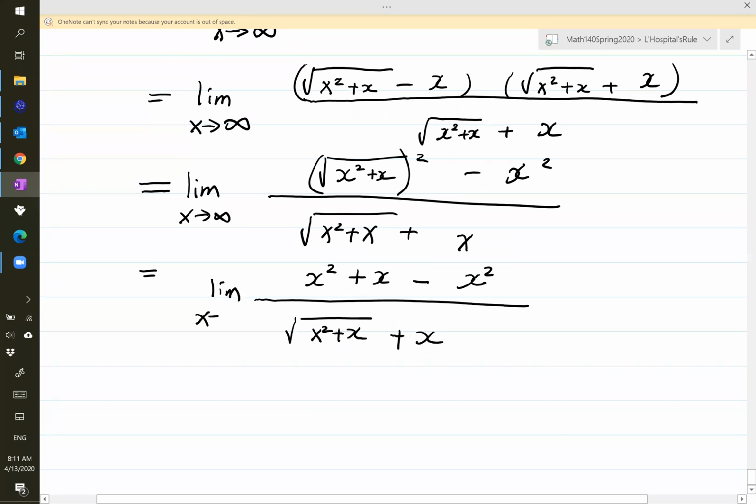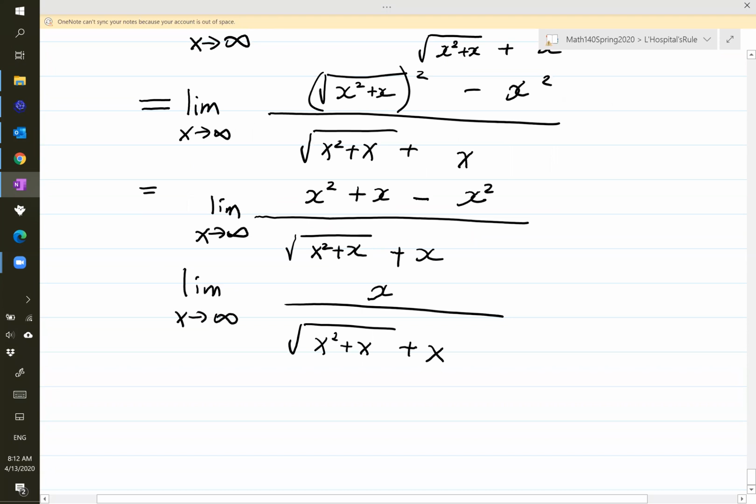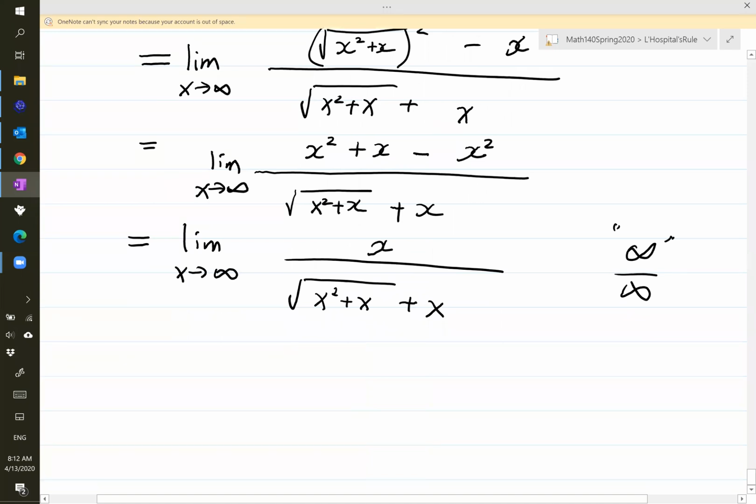The limit as x approaches infinity. Then we do algebra. Here x squared cancels x squared, so we have x over square root of x squared plus x. Now this is infinity over infinity again. You can use L'Hopital's rule again, or use the example from when we dealt with infinite limits. What we do is divide by the highest power of x. Here the highest power is x, so every term is divided by x.